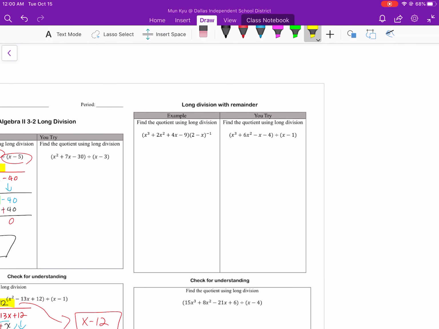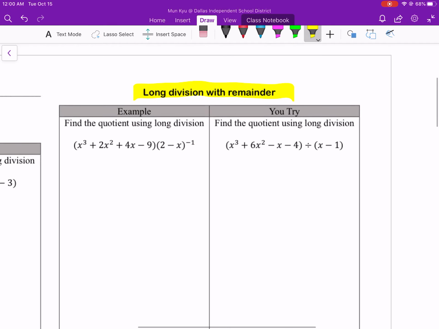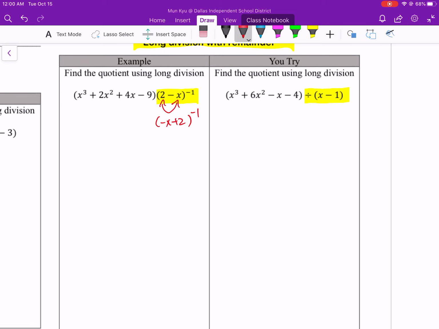But what about the long division with remainder? This is a bit tricky, right? And again, here we have a question. Do you see the negative 1 on the top as an exponent? This means exactly the same as what I highlighted here, so you don't have to worry about it. The only thing you have to be careful about is the 2 and negative x. You might want to switch this to negative x plus 2, because it's the same thing. You just want to have x at the beginning.